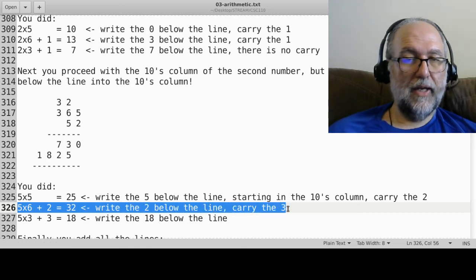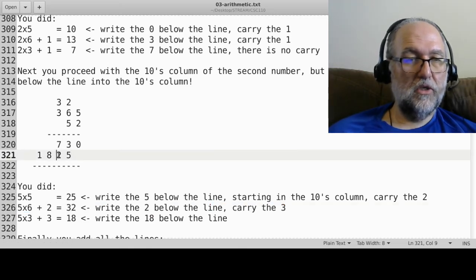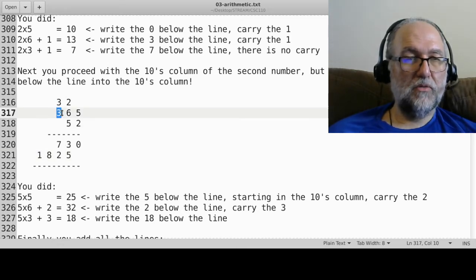You write the 2 below the line, and you carry the 3. Finally, you do 5 times 3, and then you add in the 3. So 5 times 3 is 15, plus 3 more is 18.